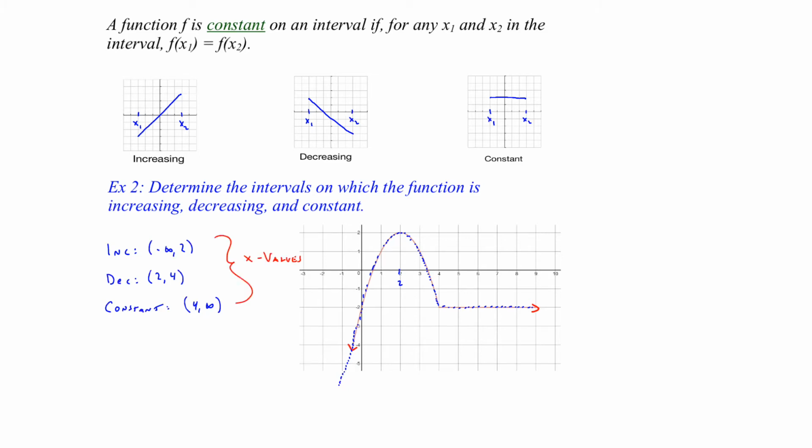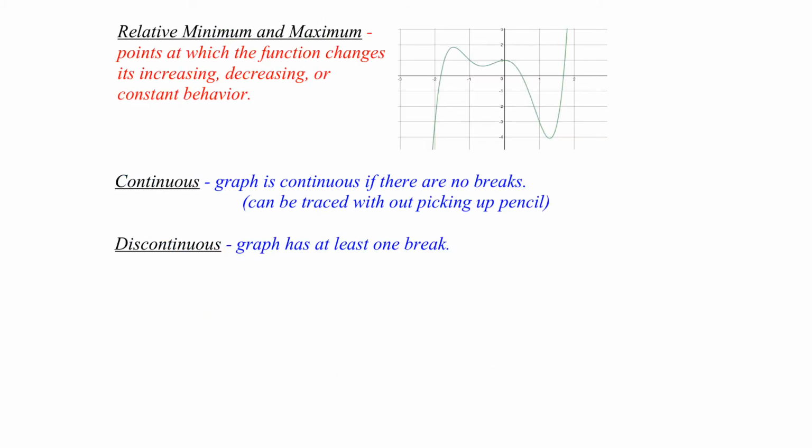And so I just want to make sure we understand these are the x values where the y values are increasing, decreasing, and constant. The next thing we're going to talk about is the relative max and mins. These are points at which the function changes its increasing, decreasing, or constant behavior. So on my graph over here, what do you notice? Where are these changes occurring? So as it increases right here, it stops and goes back down and starts to decrease.